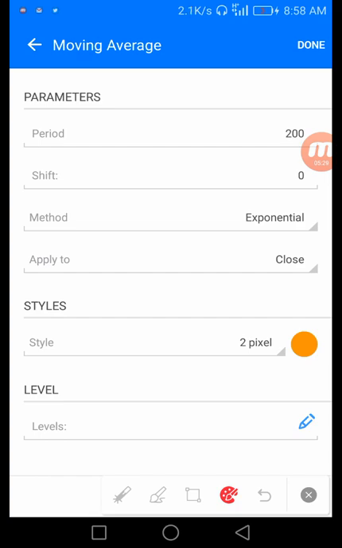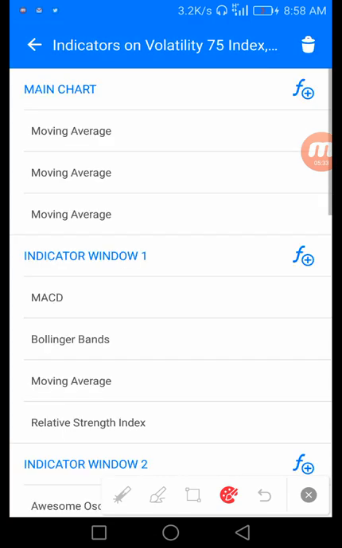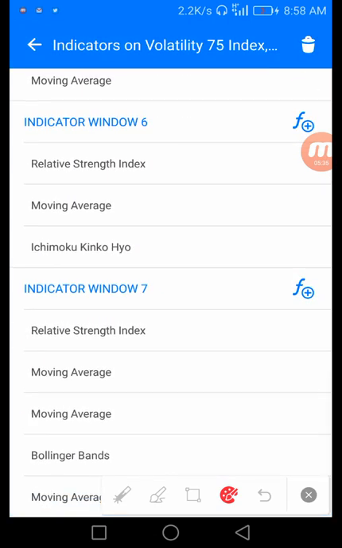You apply it to close, make the styles any color you like. On my chart, it is good. Then we add our leading indicator for our entries.